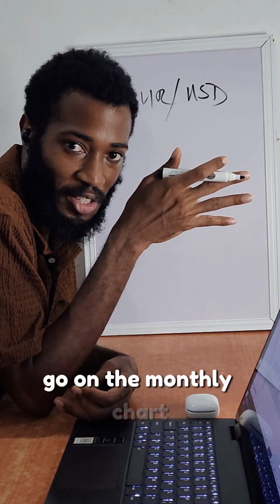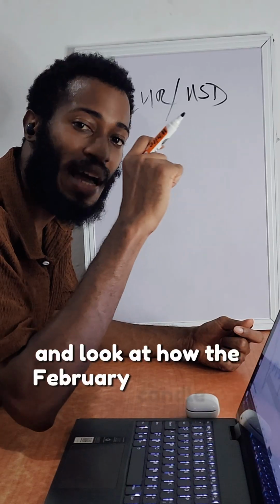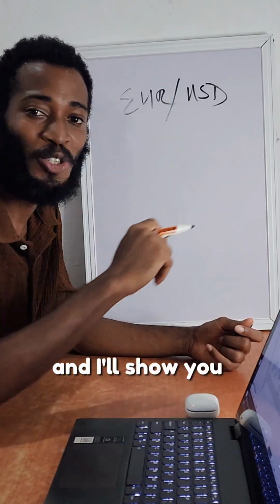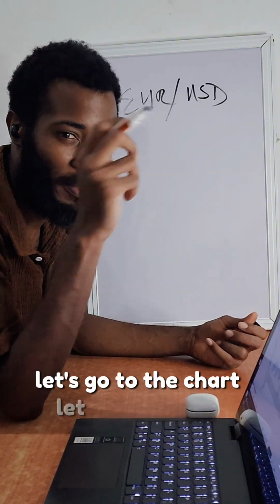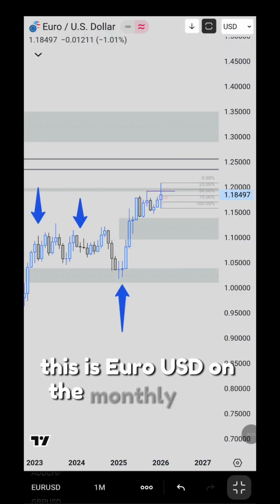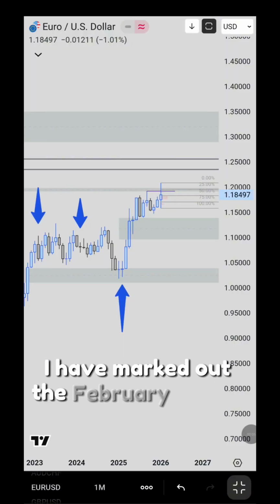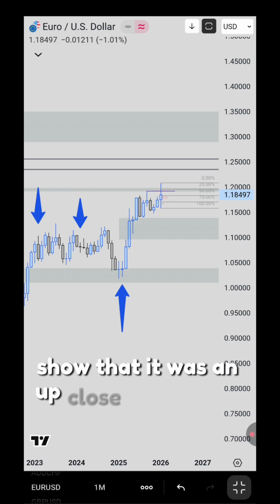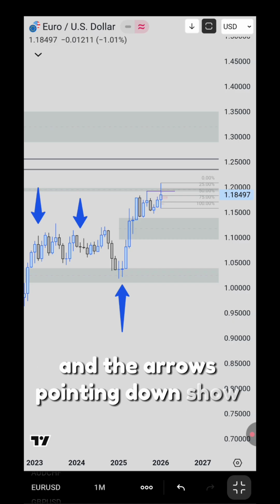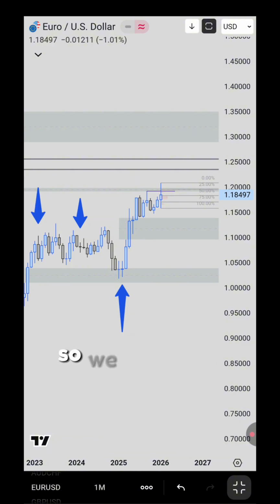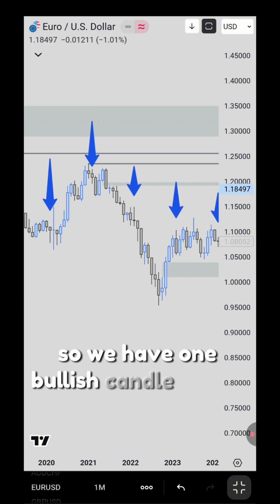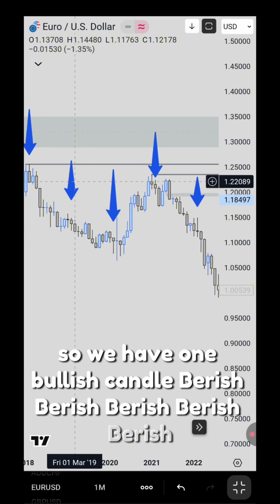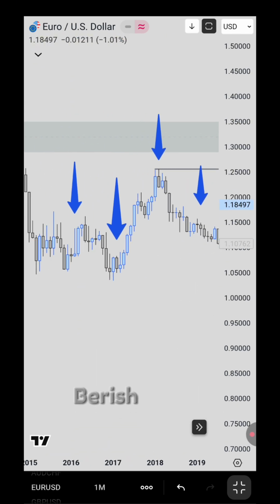Go on the monthly chart and look at how the February candle for the last 10 years closed. And I'll show you something very interesting. Actually, let's go to the chart. Let me show you. This is Euro USD on the monthly time frame. I have marked out the February candle for the last 10 years. The arrows pointing upward show that it was an up close or a bullish candle, and the arrows pointing down show that it was a down close or a bearish candle. So we have one bullish candle, then bearish, bearish, bearish, bearish, bearish, bearish, bearish, bearish, bearish.